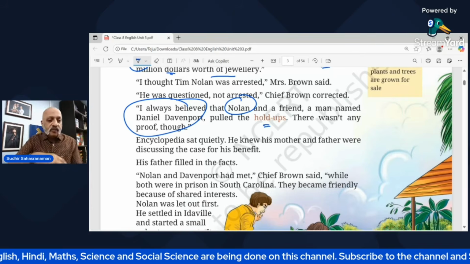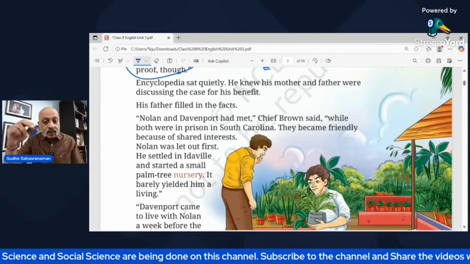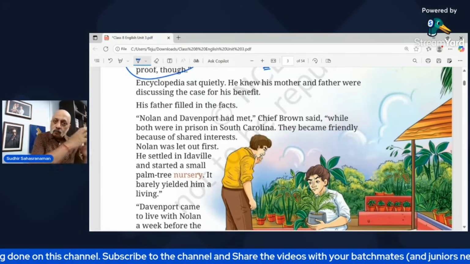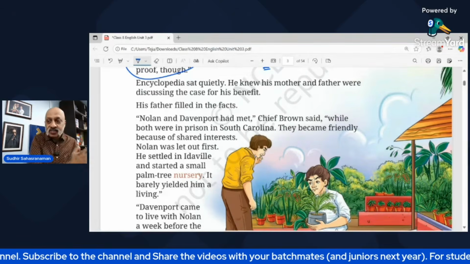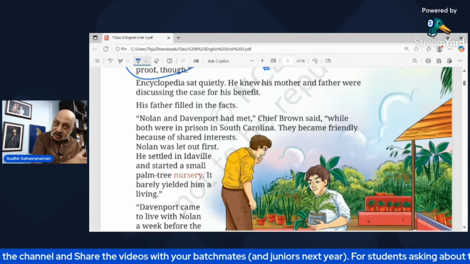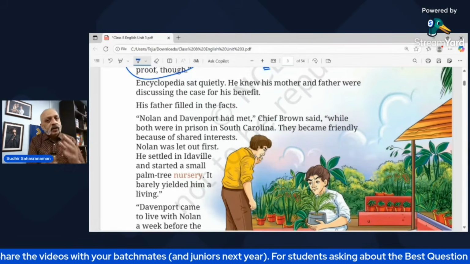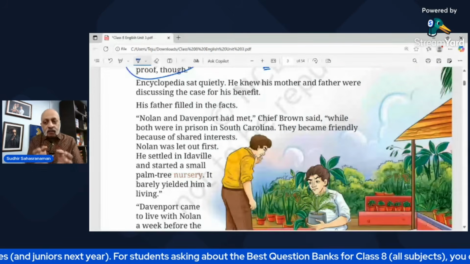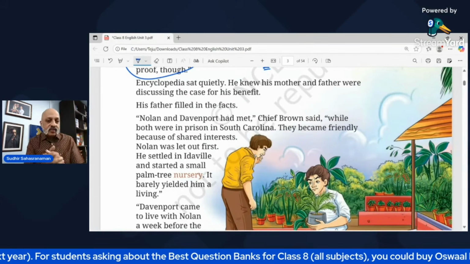His father filled in the facts. Nolan and Davenport had met, Chief Brown said, while both were in prison in South Carolina. So they were both in jail in a place called South Carolina. They became friendly inside prison because of shared interest, because both of them were essentially of a criminal bent of mind. Both of them had criminal tendencies, right?